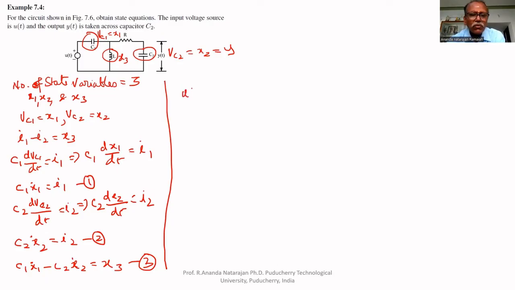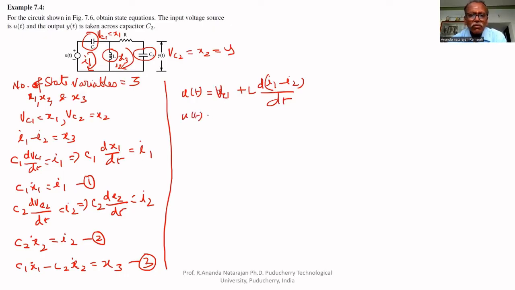KVL, that is u of t for loop 1. Current through this is I1, current through this is equal to I2. Therefore, u of t equal to, what is Kirchhoff's voltage law? Algebraic sum of potential drop and EMF equal to 0. Therefore, u of t equal to x1 plus voltage across inductor L d(I1 minus I2)/dt. This is VC1 plus L di by dt.